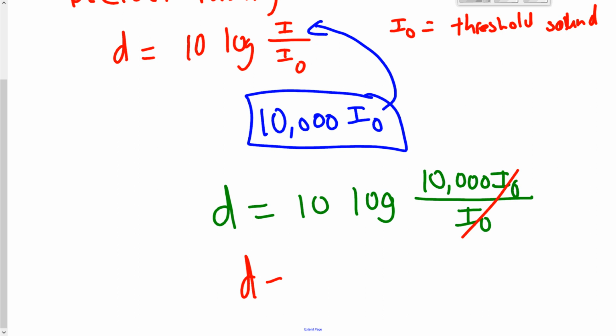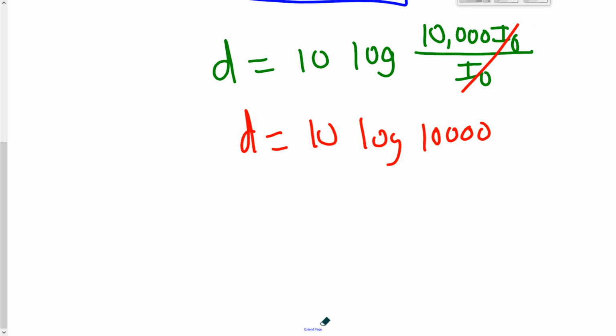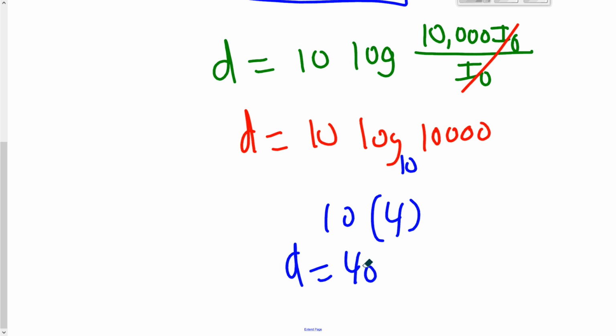And then I'll just have 10 times the log of 10,000, which you could put in your calculator, but remember my base on just log is 10, so 10 raised to what is 10,000? Well, that's just four zeros, right? So that equals 4, and then 4 times 10 is 40. So then I have a decibel rating of 40.